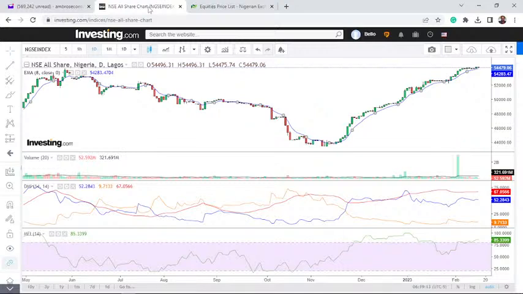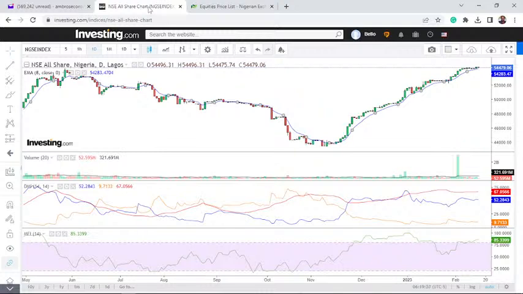Then if you look at the gainers, there are 5 gainers, and you can see them here. We can see Triple G leading, GSK, we're seeing WAPCO also, Livestock, and then Oando. These are the stocks that are leading now in terms of what?